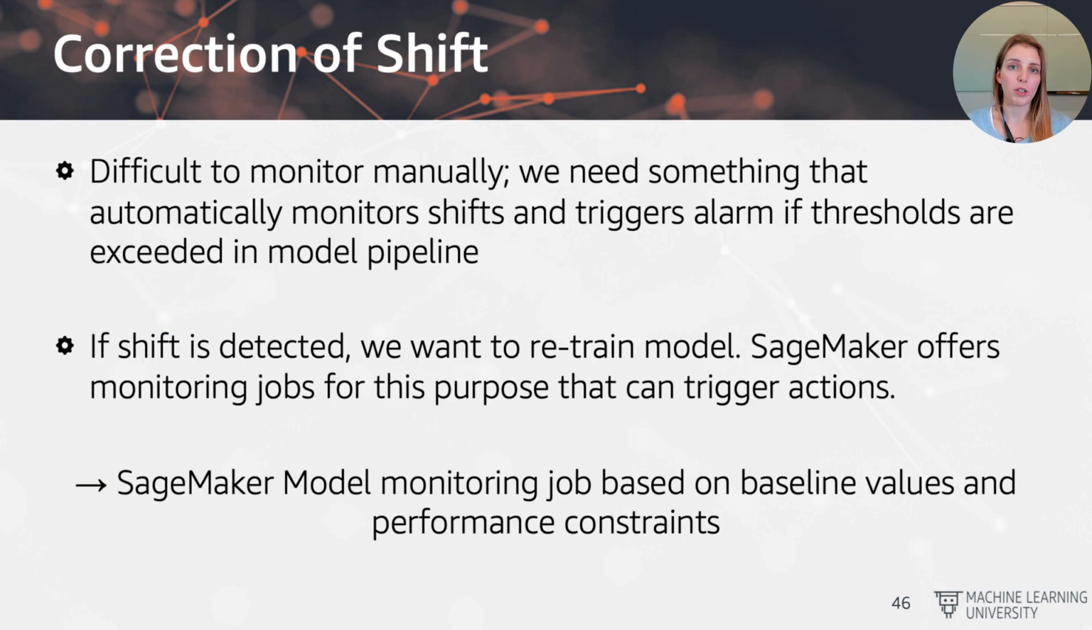So how can we actually go about correcting this shift? Well, first of all, it's going to be difficult to monitor manually, so we need something that's automated, and ideally also something that triggers an alarm, because we're not likely going to look at every single model that we build every single day or every month even. So what we want to do is we want to implement an automatic detection of the shift and then also trigger an alarm. So if we detect a shift, we would generally want to retrain the model, and SageMaker does actually offer model monitoring jobs for us, and we can also use those to trigger alarms.